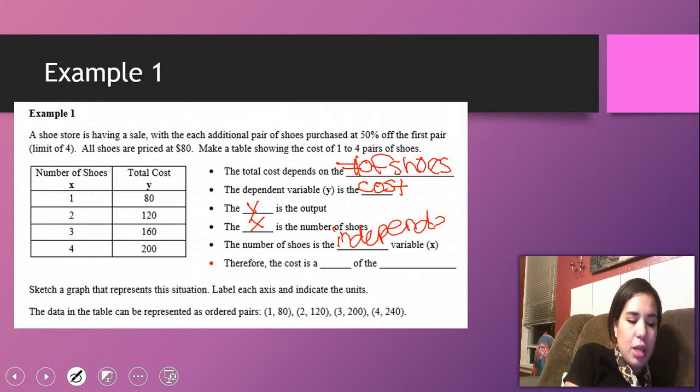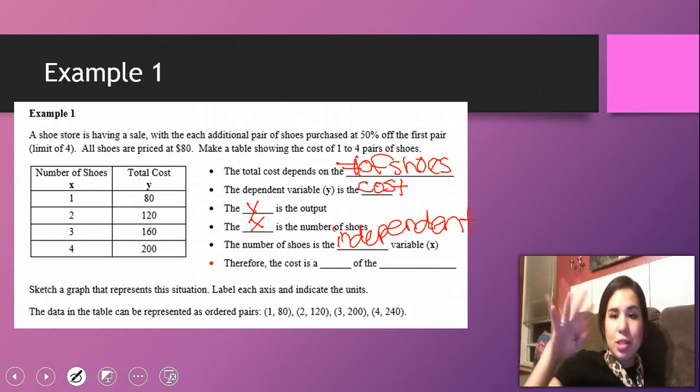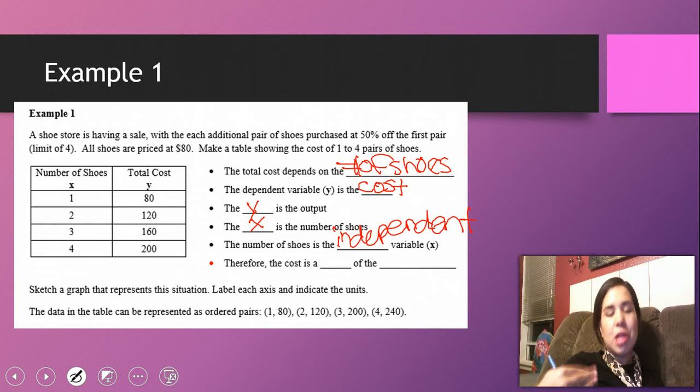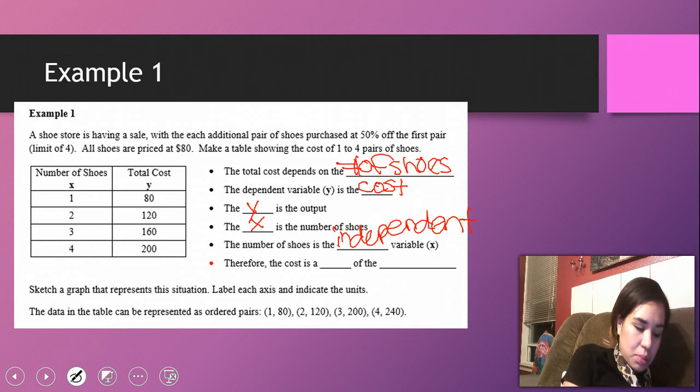Whatever is the thing that's changing and therefore ends up affecting something, that's going to be called your independent variable. So in this case, the number of shoes is what can change. I can buy 1 pair, 2 pairs, 3 pairs, 4 pairs. And what it ends up affecting is the cost of the total of whatever I'm buying. Therefore, the cost is a dependent of the number of shoes.